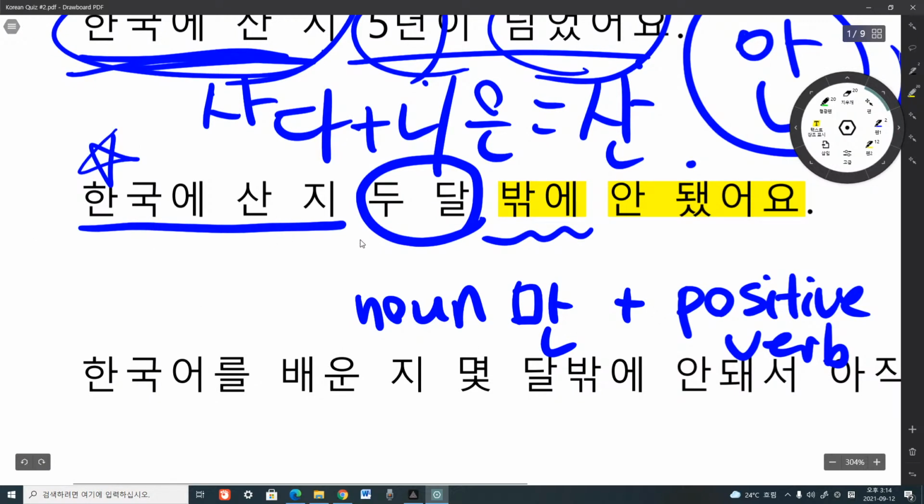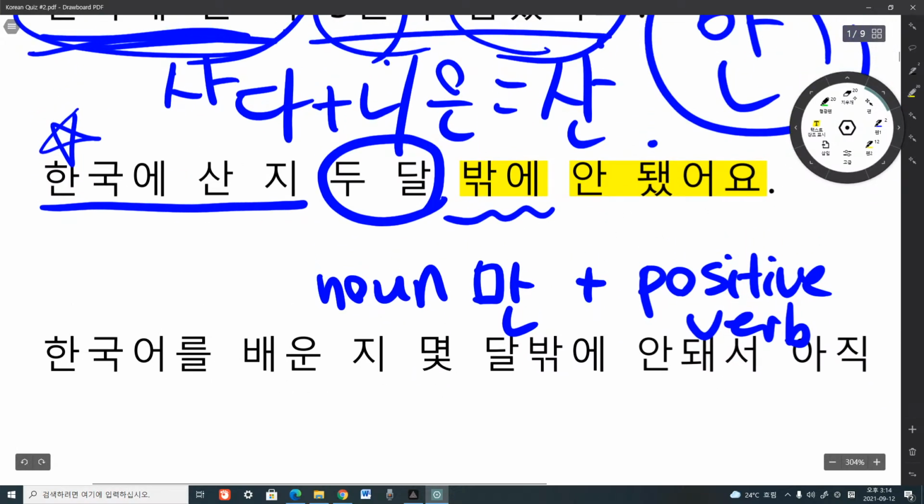Oh, you guys are already giving me translation. It's only been 2 months living in Korea. Yes, 맞아요. It's only been 2 months since I started living in Korea, right? 2달밖에 안 됐어요. You have to negate 되다. Because 밖에 follows that grammar, where a negative verb follows.